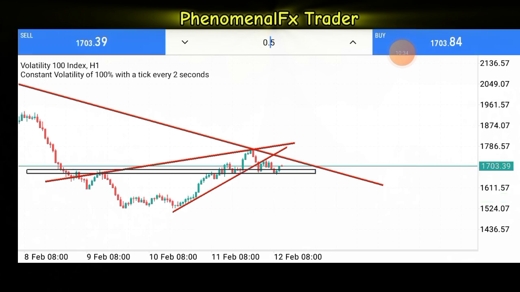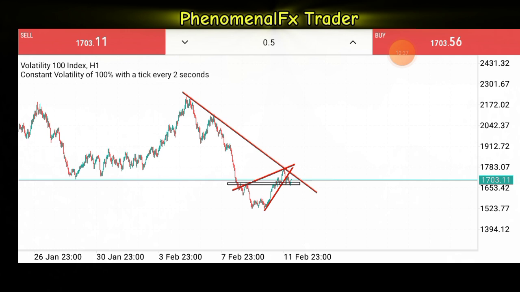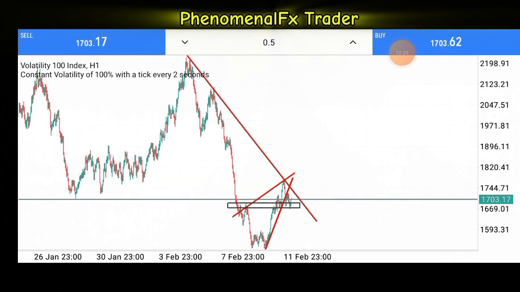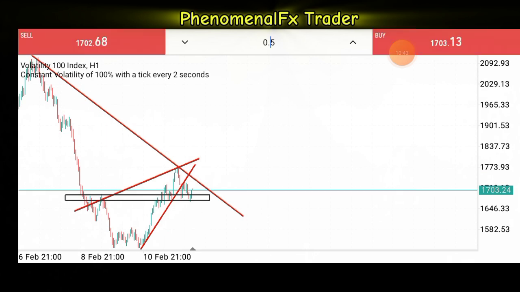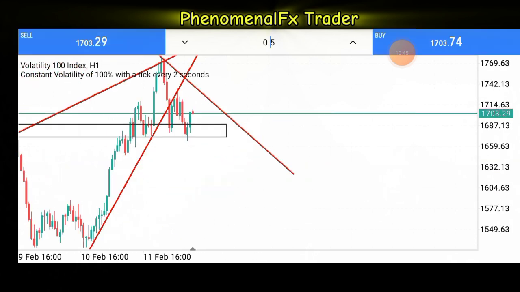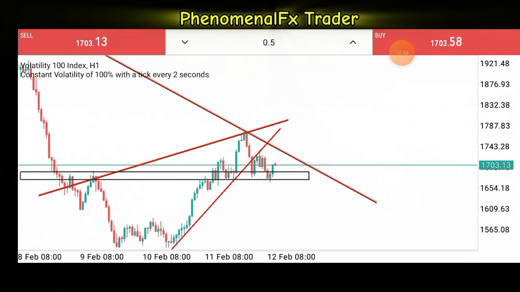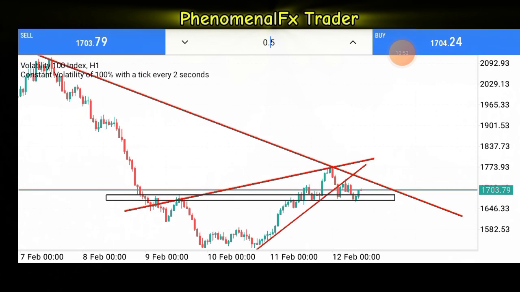All right, so this is actually a pullback. If I zoom out, you see it's just a pullback in the market. All right, so that is it. It's very simple, guys. All right, so you always look out for these structures and look out for zones. Look out for the zones where these structures are forming. If you can identify these things, you can be very profitable. You will know when to enter the trade and when not to enter.